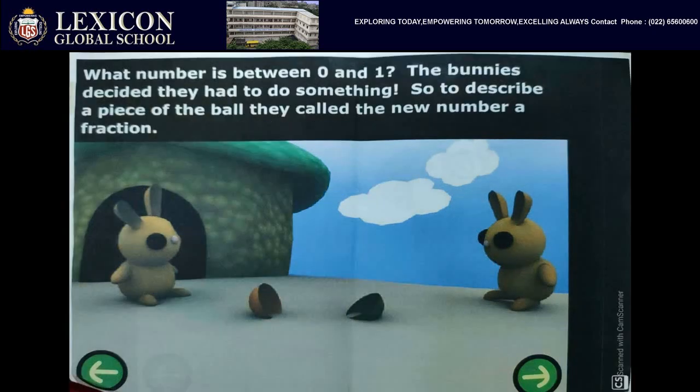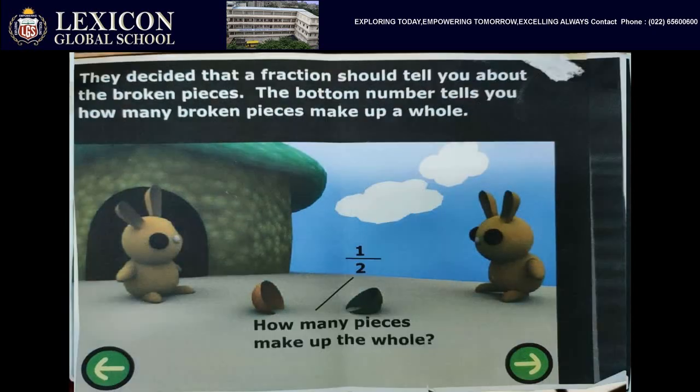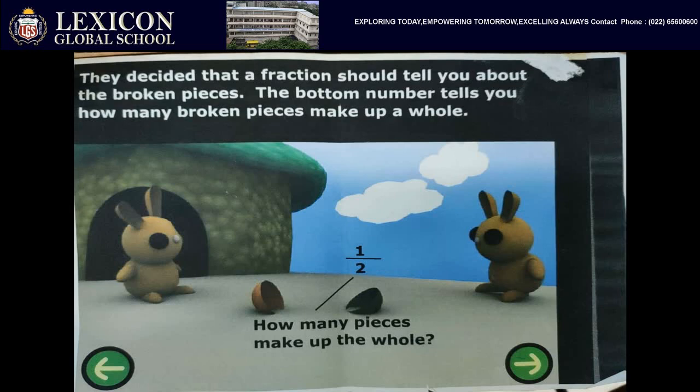The bunnies decided they had to do something. So to describe a piece of a ball, they called the new number a fraction. They decided that a fraction should tell you about the broken pieces. The bottom number tells you how many broken pieces make up a whole.